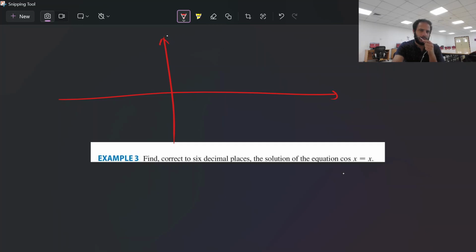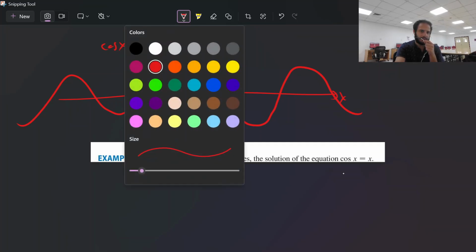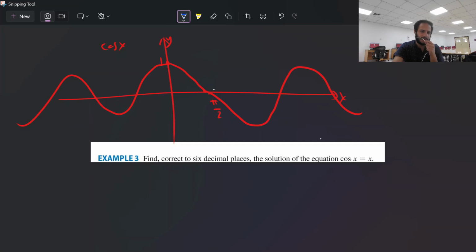You have the y axis here, you have the x axis here. You draw cosine. Here you have 1. Here you have pi over 2. It will look like this, right? And you also continue it here if you want. This is cosine x. You also draw y equals x. See here you have cosine, here you have x. You graph both of them to estimate the solution.